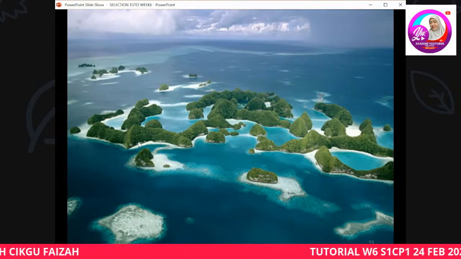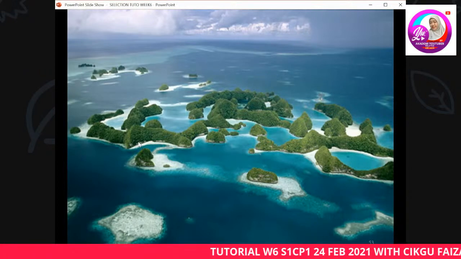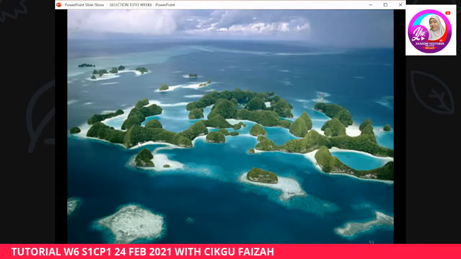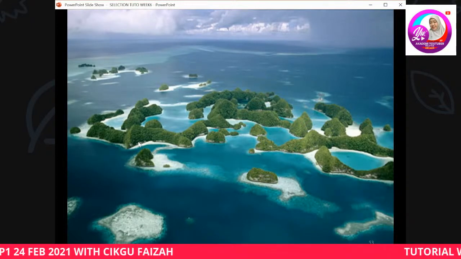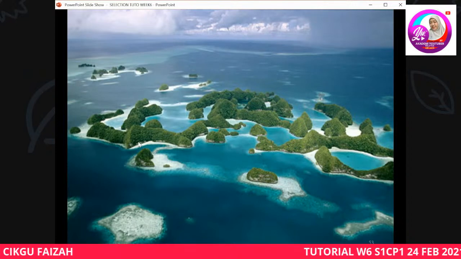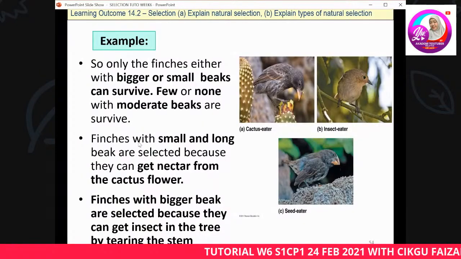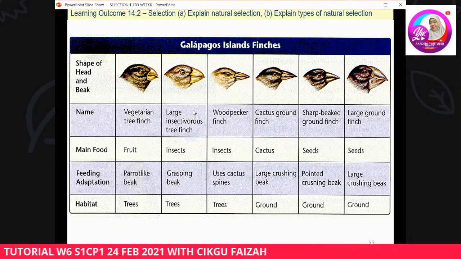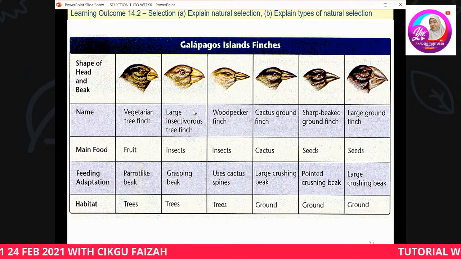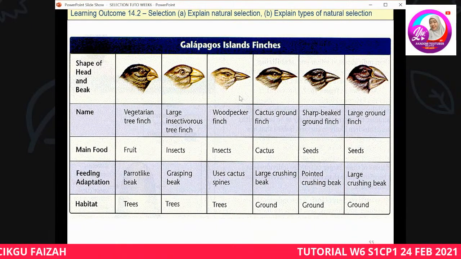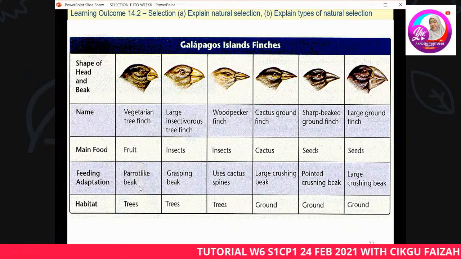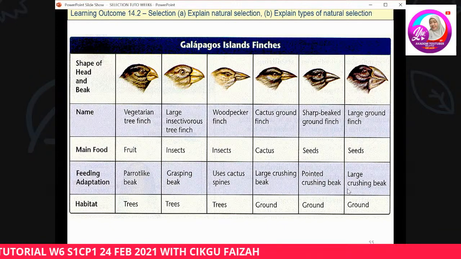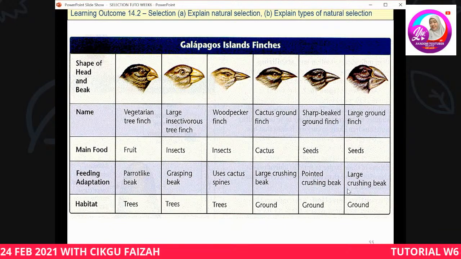Alright, so as you can see here class, this is the Galapagos Island, a very nice place. If you imagine you are here, how do the birds survive in this area? In order to survive, these are the different types of beaks, in shape and size. They are divided into two groups. Look at the habitat here: three groups live on trees, and three groups live on the ground. They are totally extreme. There is no intermediate. They are totally divided, right?